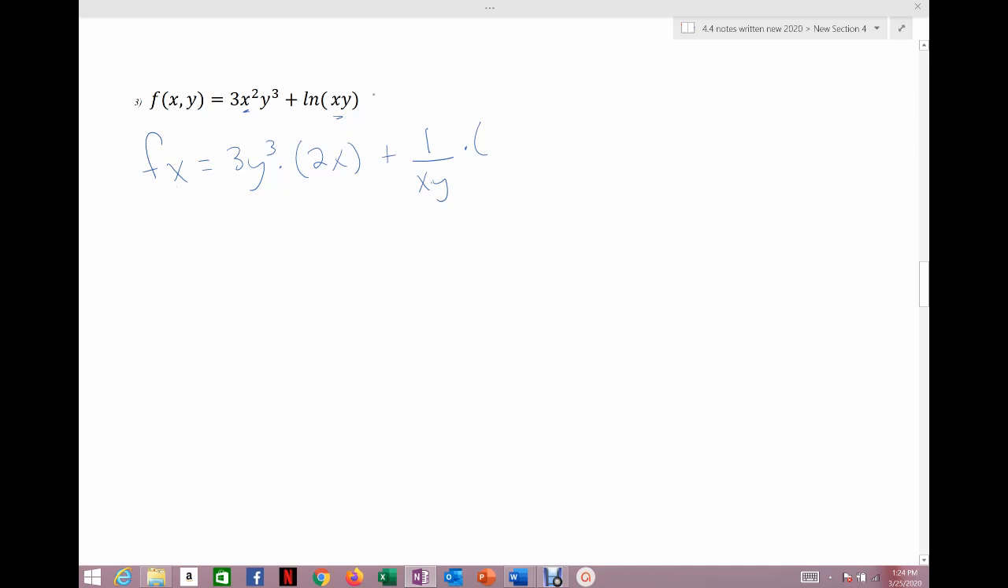The derivative of xy with respect to x: y is a constant multiplier that comes along, and the derivative of x is 1. We actually did one either like this or very similar to it in the last set of notes. I will clean this up because I'm going to take second derivatives. Always clean it up before you take a second derivative. I multiply 2x times the 3 to get 6xy cubed, and then the y's reduce and leave me with 1 over x. So there's my first derivative with respect to x.